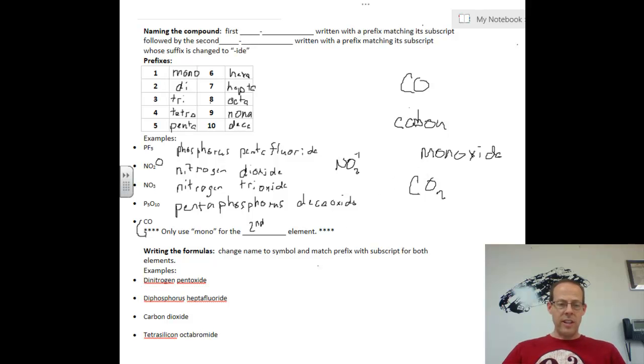All right, so at the very bottom, writing the formulas. Change the name to a symbol and match the prefix with the subscript for both elements. So this is really easy. So I have dinitrogen pentoxide, so I'm going to write nitrogen. I have 2 of them because it's dinitrogen. And I have oxygen with a 5. Okay, next one, diphosphorus, so P2. Heptafluoride, so I have fluorine and 7 of them. Next one, CO2, carbon dioxide, and tetrasilicon, so Si with a 4. Octabromide, so Br with an 8.